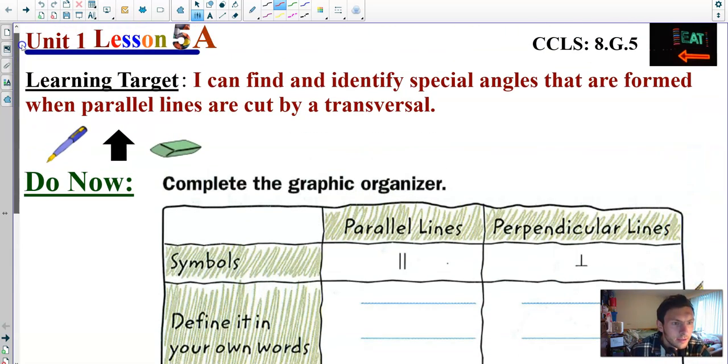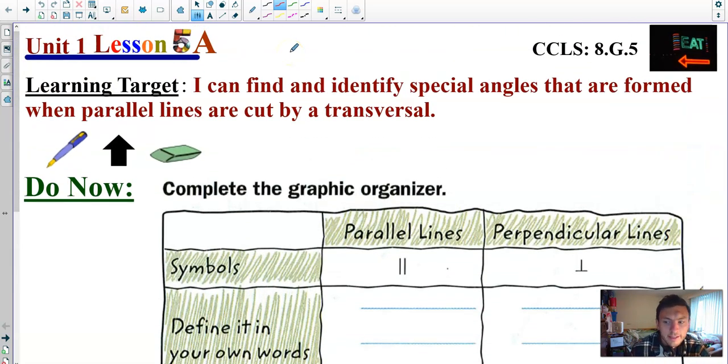Hey, this is Mr. Zuckerbrow, and this is Unit 1, Lesson 5A for 8th grade. And this lesson is going to be all about parallel lines, perpendicular lines, and angle relationships.